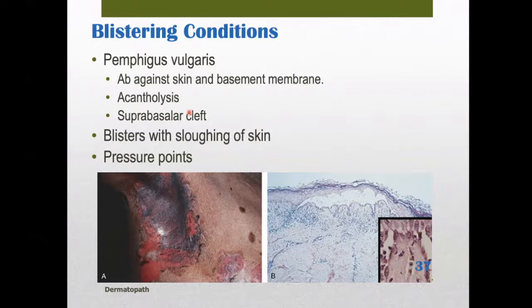So it is said that there are antibodies against skin and basement membrane. Therefore, there is acantholysis, and it happens especially above the basal layer. So supra-basal cleft is seen here, as I was explaining. So there will be blisters with sloughing of the skin, especially on the pressure points. For example, on the buttocks, on the knees, and so on. So they are the most affected areas.